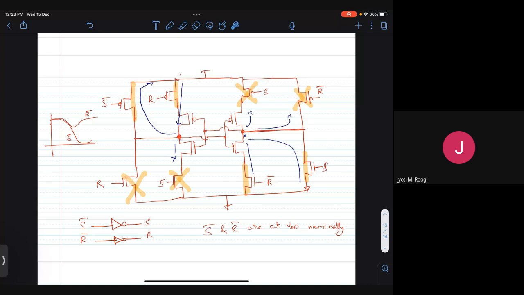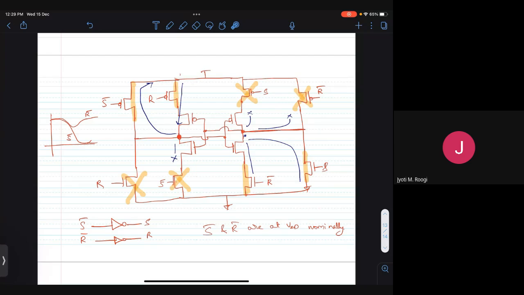S bar stays high. Whatever I've shown as on here becomes off, and whatever I've shown as off becomes on. So these two transistors and these two transistors will turn on, and these two transistors and these two transistors will turn off, and the output will change direction. The right side will go to VDD, the left side will come to ground. Now you see whether it is going from 0 to 1 or 1 to 0, the network is symmetric.